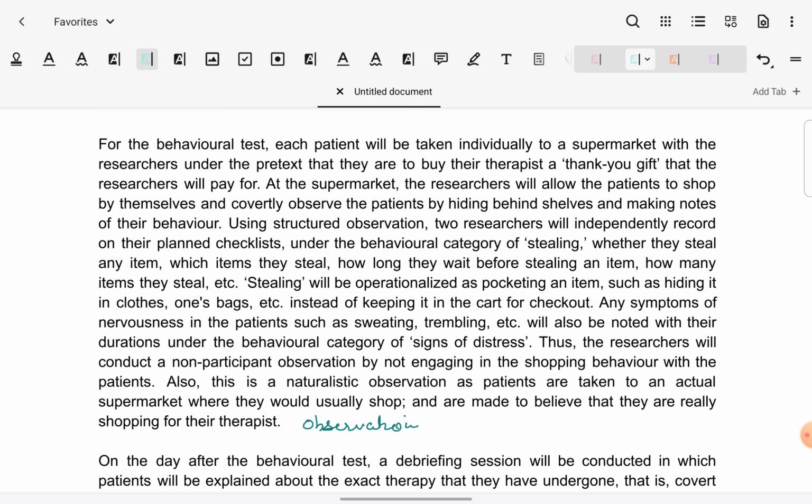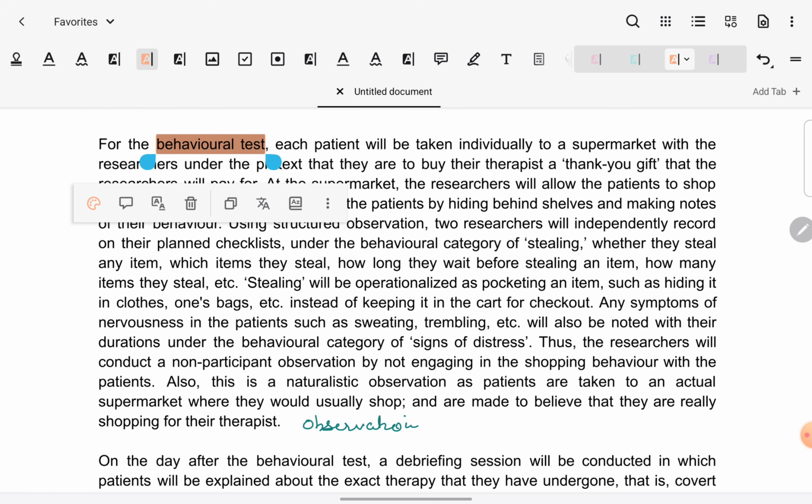What I've suggested is that after my patients undergo covert sensitization, they'll have to appear for a behavioral test. They'll be taken to a supermarket under some pretext, and there, secretly, hiding behind the shelves, we'll observe whether they pick up something or not, whether they engage in kleptomaniac behavior or not. I have designed it to be covert. That's why they're hiding behind shelves. In this particular question, they have insisted that we make it a covert observation.